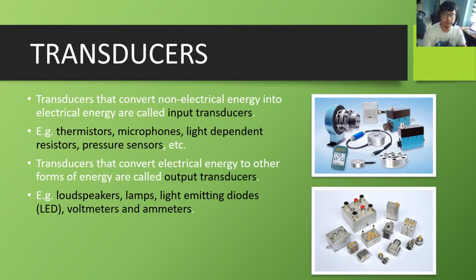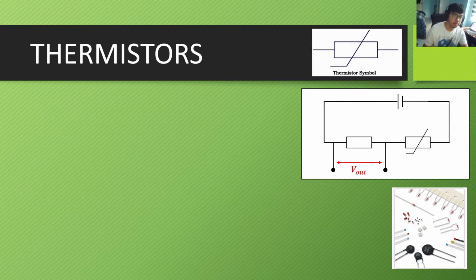So in this chapter and also in the next chapter, we're going to talk about some of these transducers. Mainly, we're going to talk about thermistors and light emitting diodes. So first, we're going to talk about thermistors. We have talked about them before in the previous topic, so we're going to go through it again.